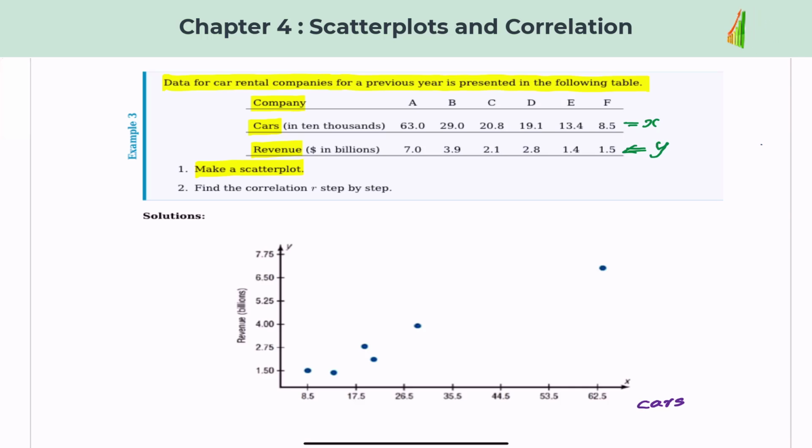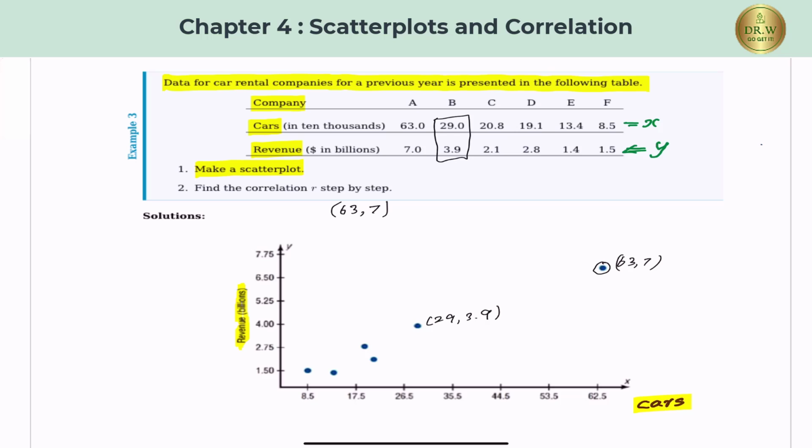We always use the independent variable on the x-axis. Here the independent variable is cars. It is on the x-axis. The dependent variable is always on the y-axis. In this example, it is revenue. What is the first point? It is 63, that is the x. Then y is 7. This is the point 63, 7. Second one, 29, 3.9. So this is the point 29, 3.9.